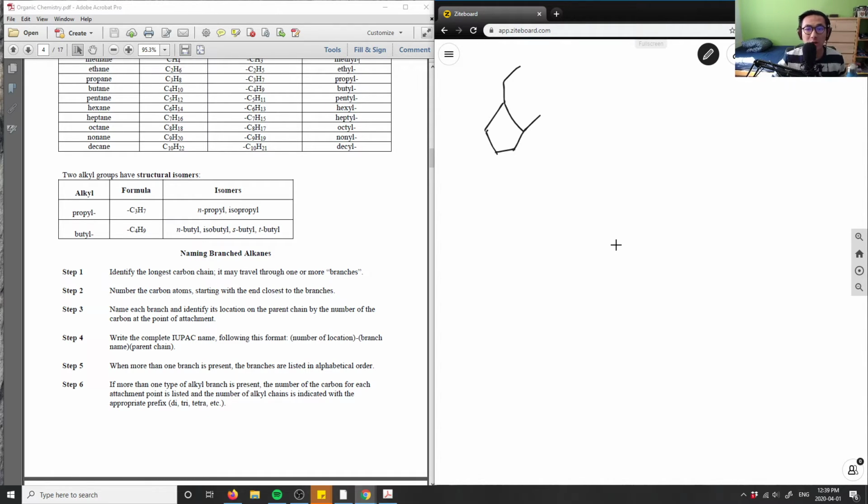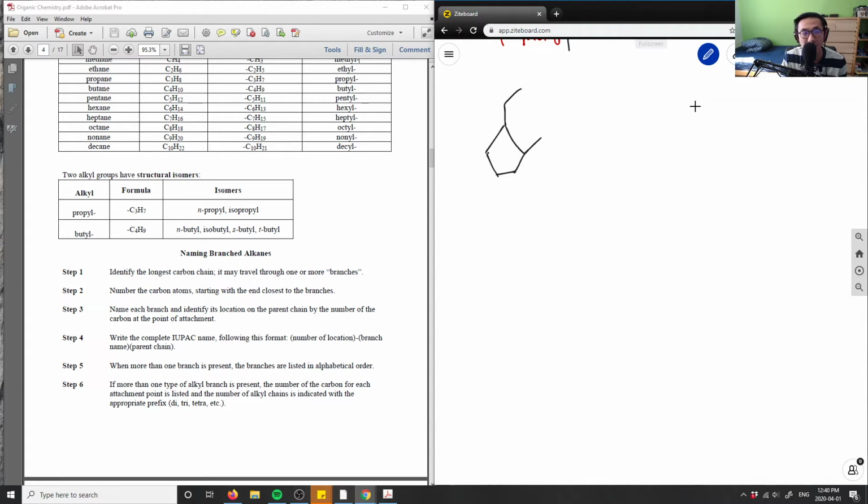So again, where is our longest chain? And then how would you number, or how would you label the carbons? Those are the first 2 things you should ask yourself when you are approaching this problem. So I'm gonna do the main chain in blue. So again, identify the longest chain.